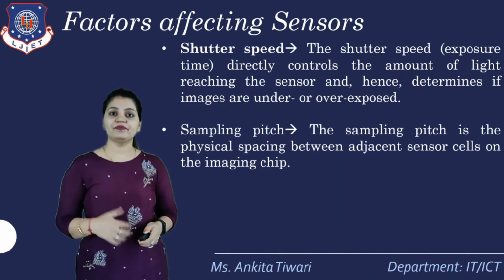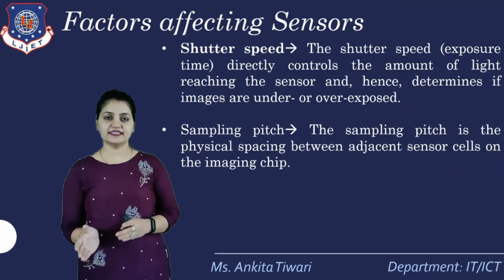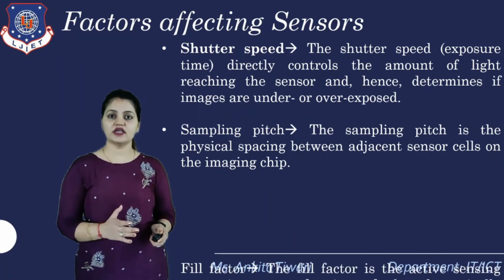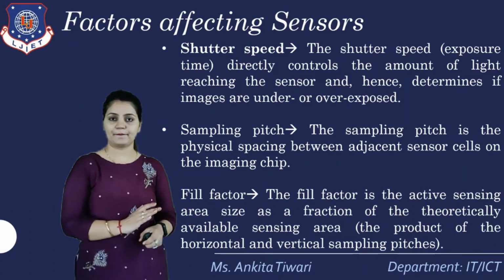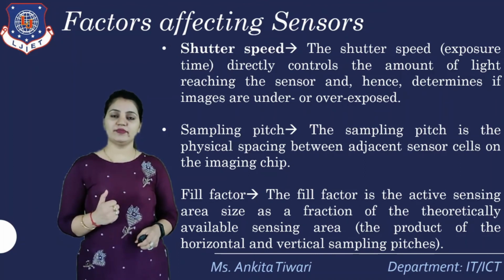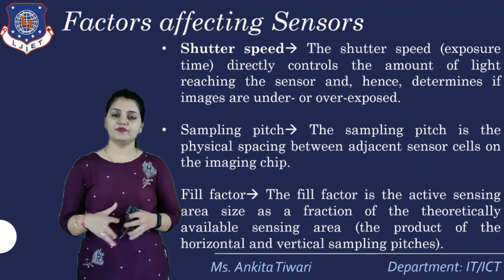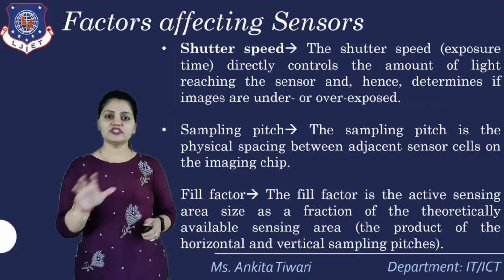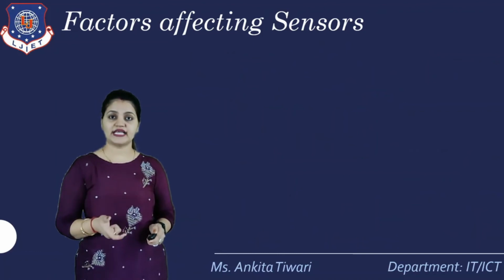After that we have the sampling pitch. The sampling pitch is the physical spacing between adjacent sensor cells on the imaging chip. Then we have the fill factor. The fill factor is the active sensing area, whose size is a fraction of the theoretical available sensing area. We can say the fill factor is the active sensing area where the image is being captured, so it is the actual size we are talking about.